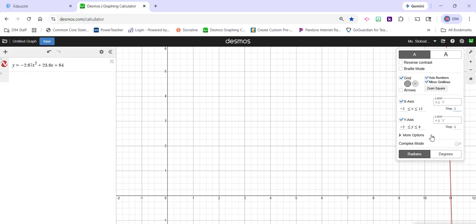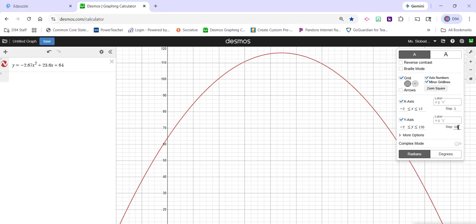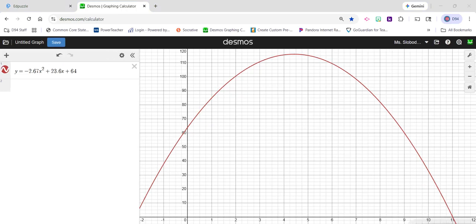And then height-wise, we know that the height is starting at 64 feet, so I want a number definitely more than that. So I don't know, we'll just do a little bit less than doubling, but let's do maybe 120. And then we could count by tens. I still kept it at -2 for my lowest, but I just want to make sure I'm seeing past 0 so I can find some key features to help me. All right, so I can see everything I want to see for my parabola.